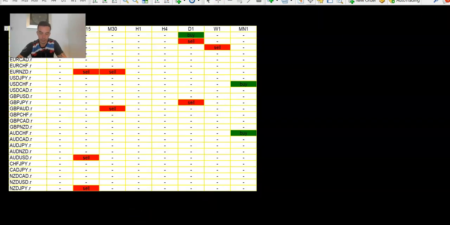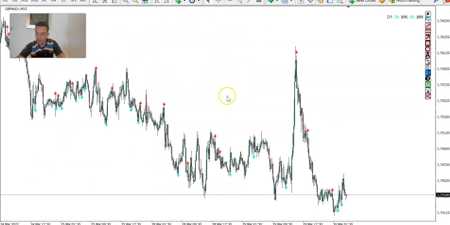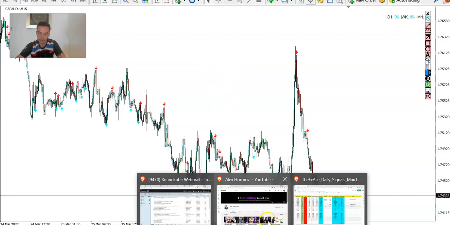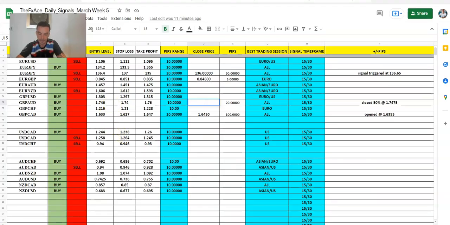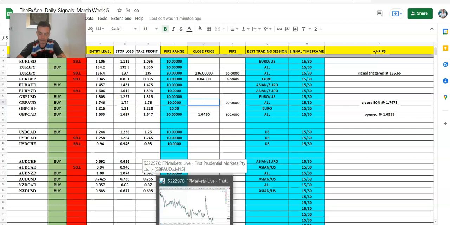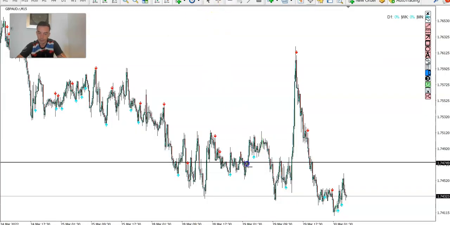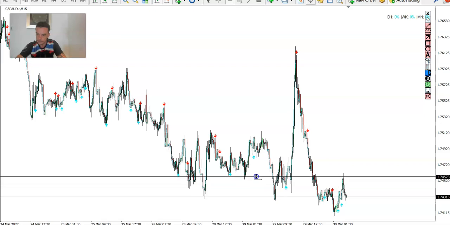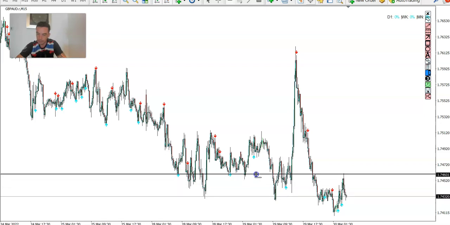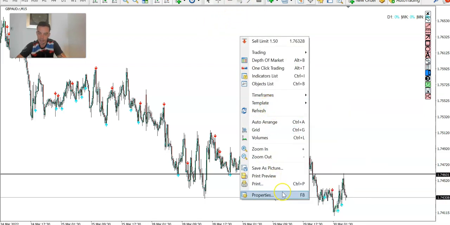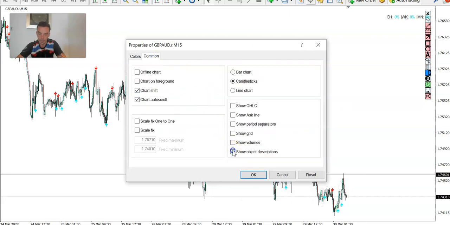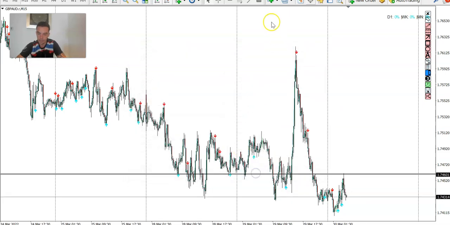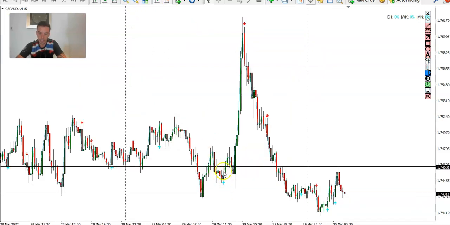Okay, next position is the British pound Aussie. This was a buy. We were looking to buy around 174,400. I'm sure 174,600, sorry. We'll just draw the line on the chart here, where we're looking for buy signals in and around this area. This is the signal. Short period separators. If we just zoom in a bit, this was the trade here.